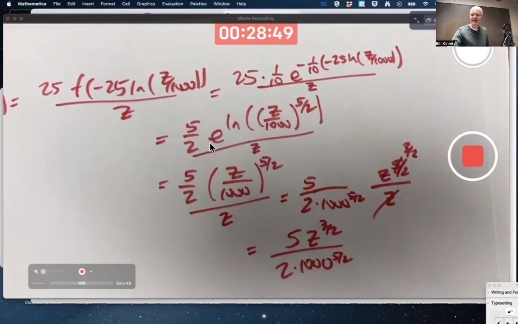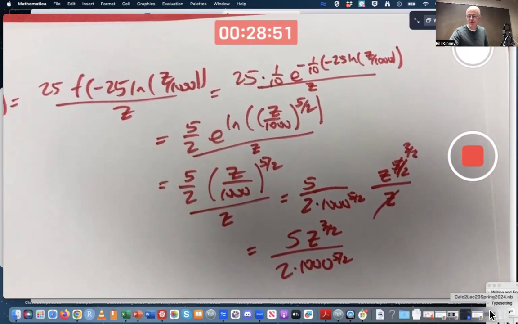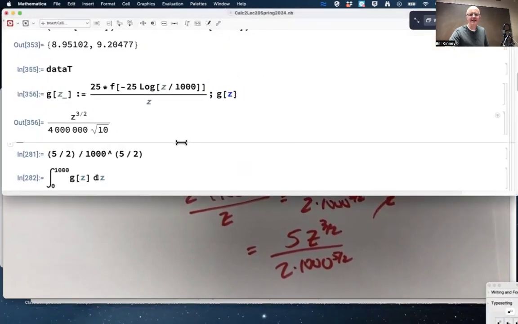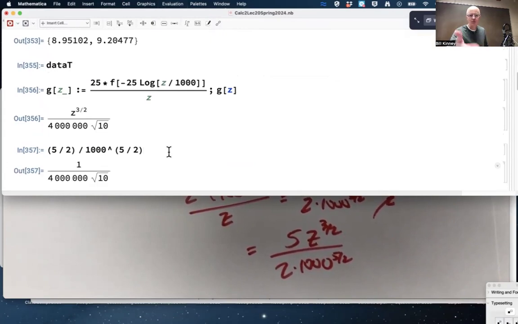Is that what Mathematica got? I believe so. Yes, and if you do 5/2 over 1,000 to the 5/2, you do get what you see right here. It is the same thing. We could do it by hand.